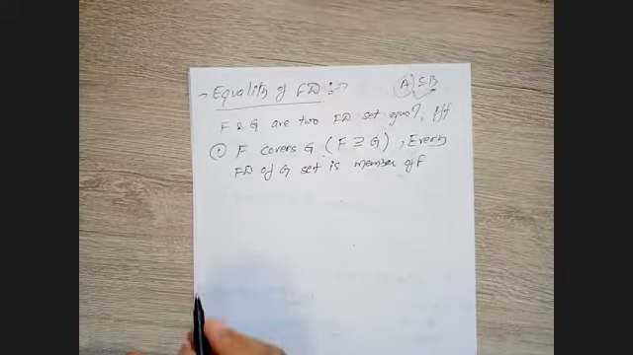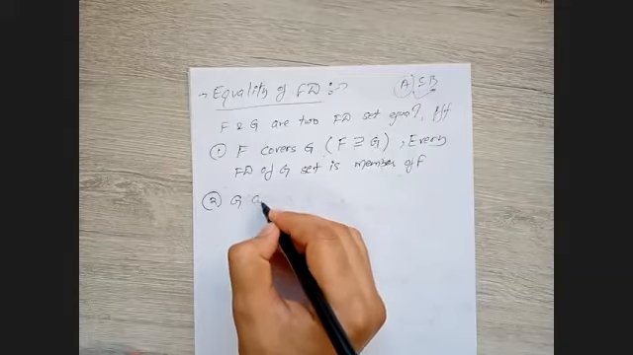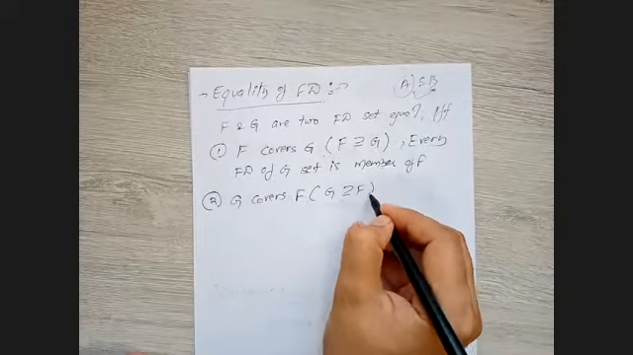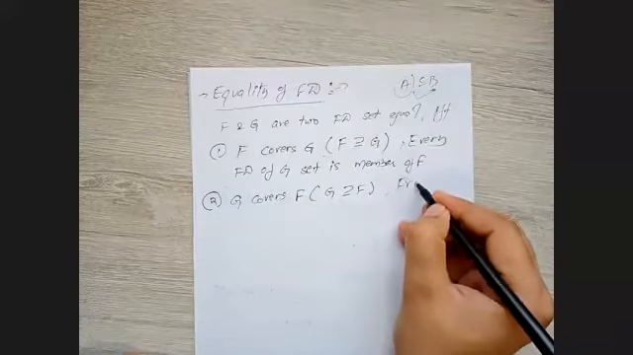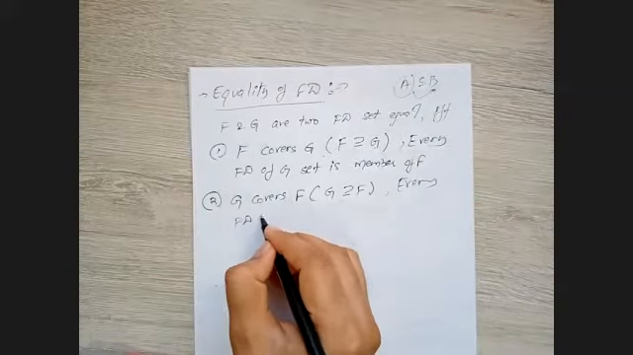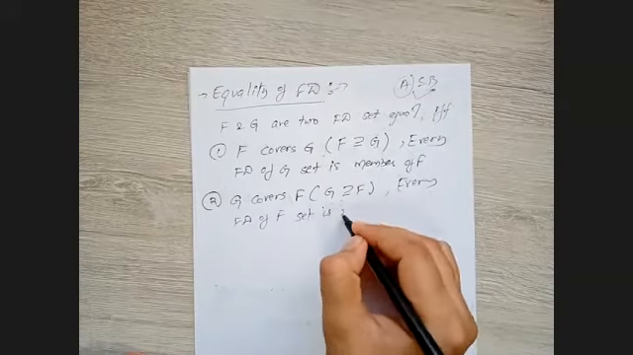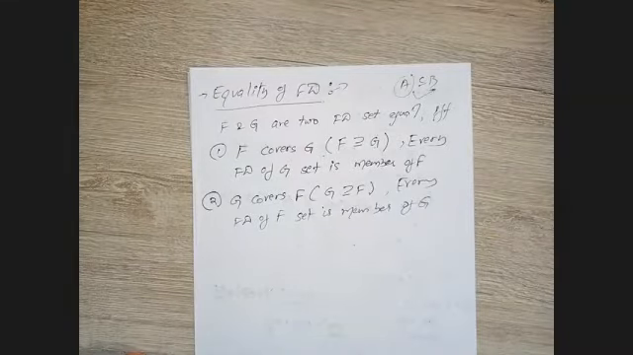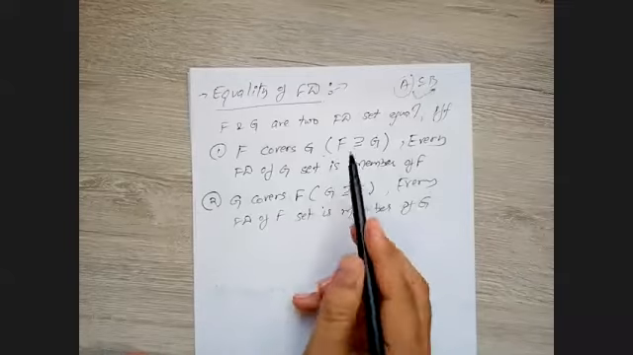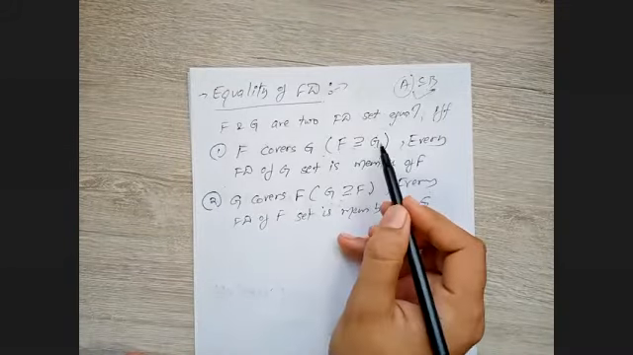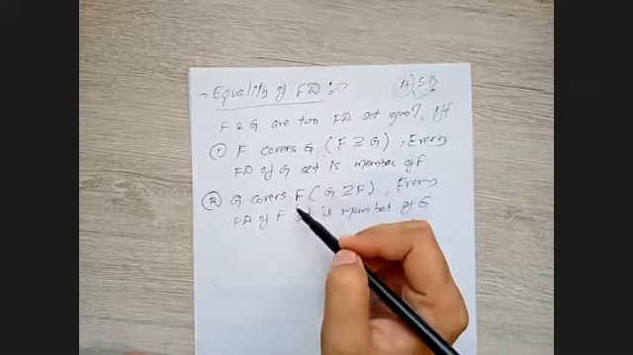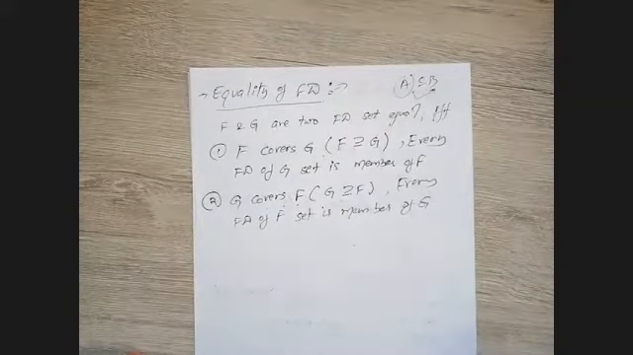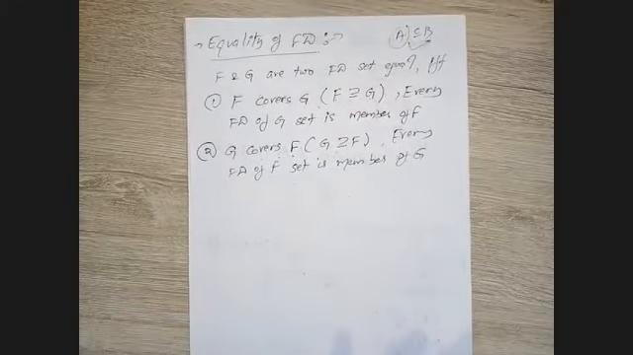The second scenario, G covers F, means G is a superset of F or F is a subset of G. It means every functional dependency of the F set is a member of G. So this is what makes us conclude that if F covers G and G covers F, then definitely F and G are equivalent, or equal, functional dependencies.